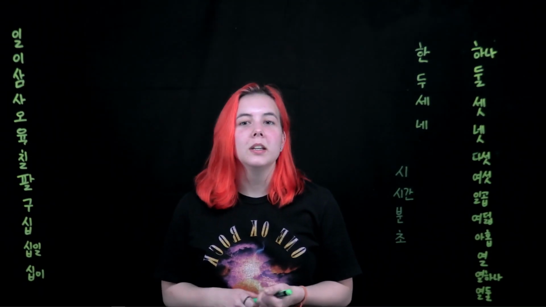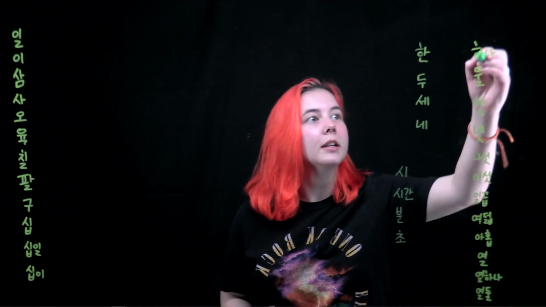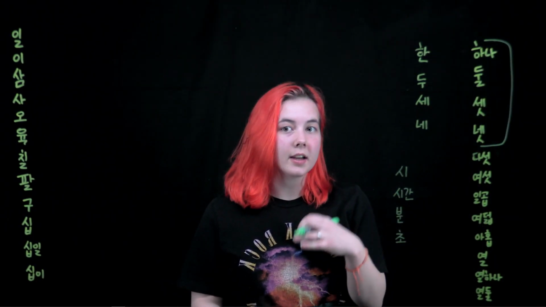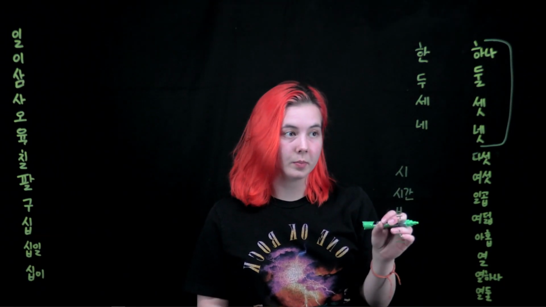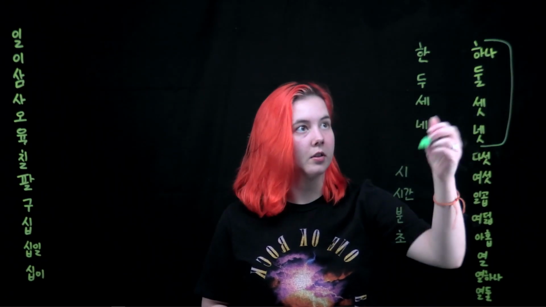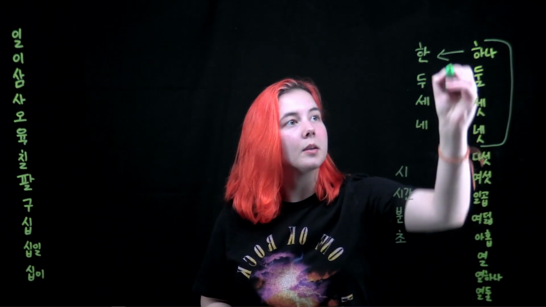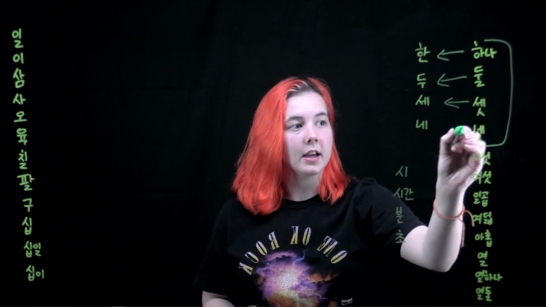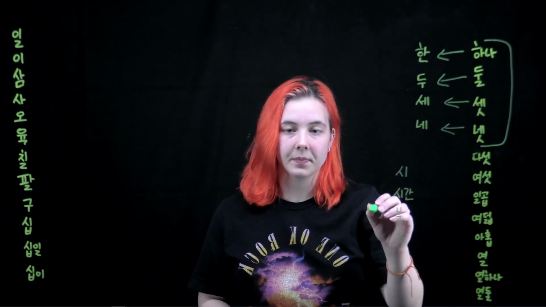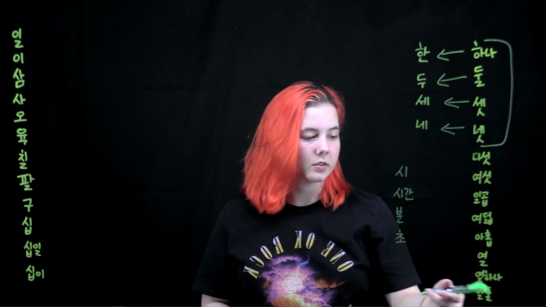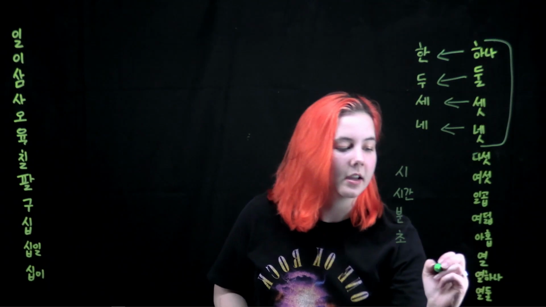Before we begin, we need to talk about these four numbers right here. These numbers are special because when you use them in time, they're going to change form just a little bit. They're going to drop these last letters off of the number. So 하나 becomes 한, 둘 becomes 두, 셋 becomes 세, and 넷 becomes 네. This also applies for numbers like 11 and 12. So instead of saying 열 하나, you'll say 열 한.